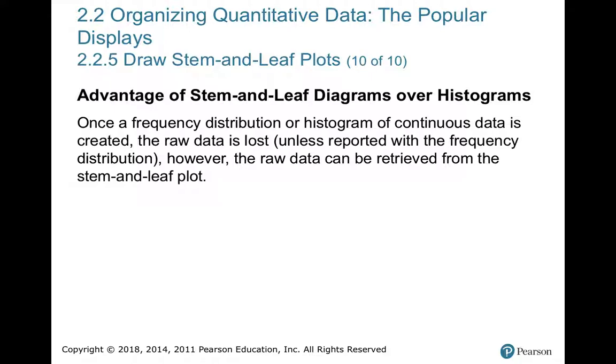So one advantage of stem and leaves over histograms is when you do a stem and leaf plot, you're still seeing the shape. If you turn your head on its side, it is essentially creating a histogram, but it also still maintains the original data. So somebody can still see what that raw data was, whereas in a histogram, all they can see is how many data were there, but they can't actually see what the data were. So that's one advantage of a stem and leaf.